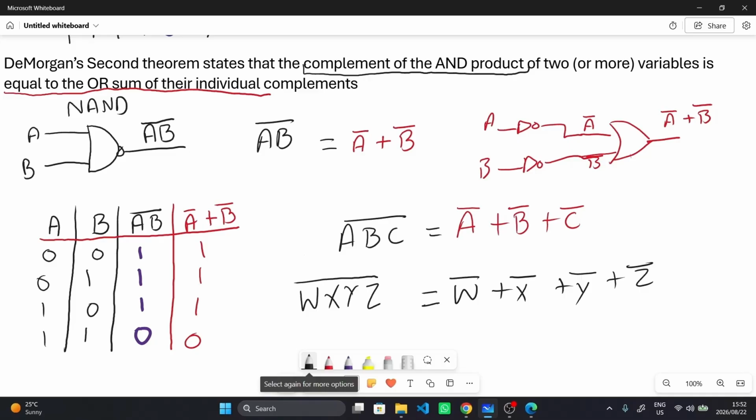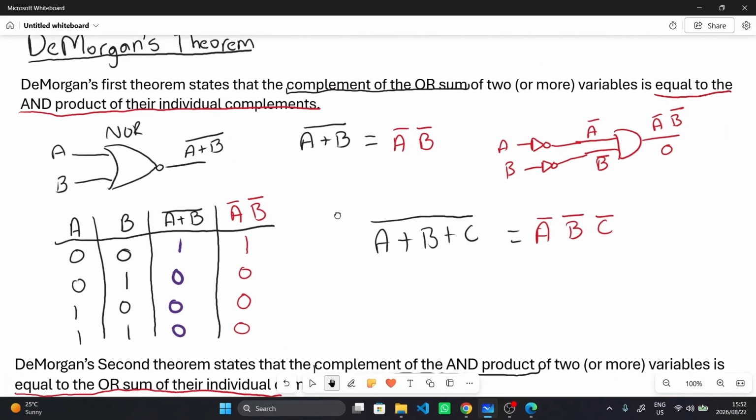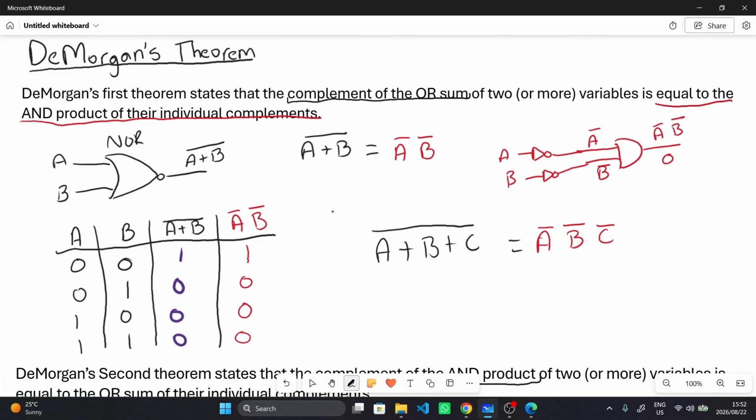So this is your DeMorgan's theorem. What you should remember are these two equations, they are very important. This one and this one. And if you understand these two equations, you can do a lot.